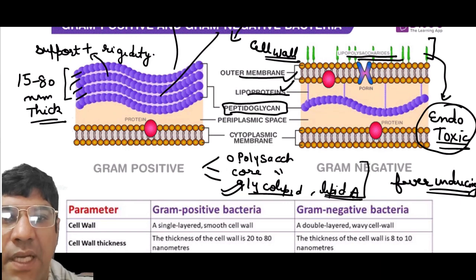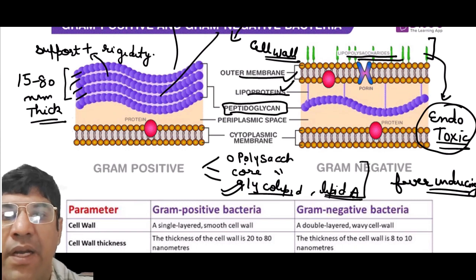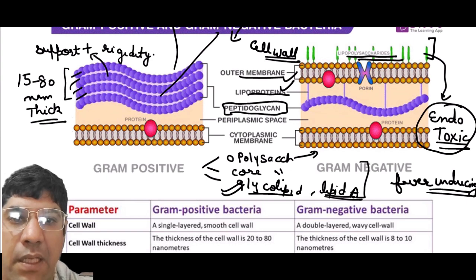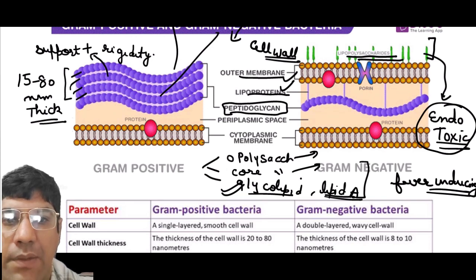The O polysaccharide determines the specificity of the O antigen. So that is important for identifying the different strains of the gram-negative bacteria. Region 2, that is the core polysaccharide. It serves as the structural component of the lipopolysaccharides.